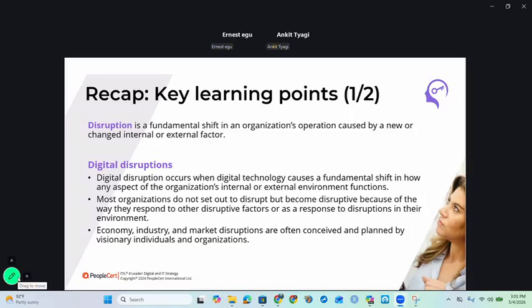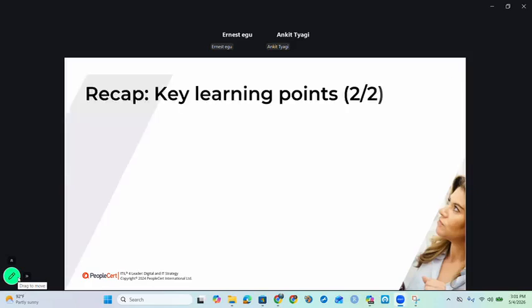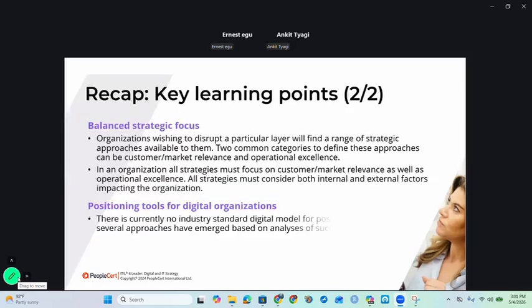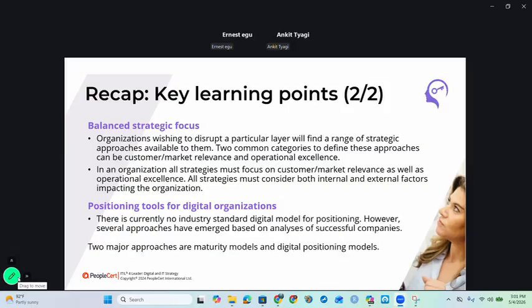Economy, industry, and market disruptions are often conceived and planned by visionary individuals and organizations. Furthermore, balanced strategic focus: organizations wishing to disrupt a particular layer will find a range of strategic approaches available to them. Two common categories to define these approaches are customer or market relevance, and operational excellence. In an organization, all strategies must focus on customer or market relevance as well as operational excellence. All strategies must consider both the internal and the external factors impacting the organization.